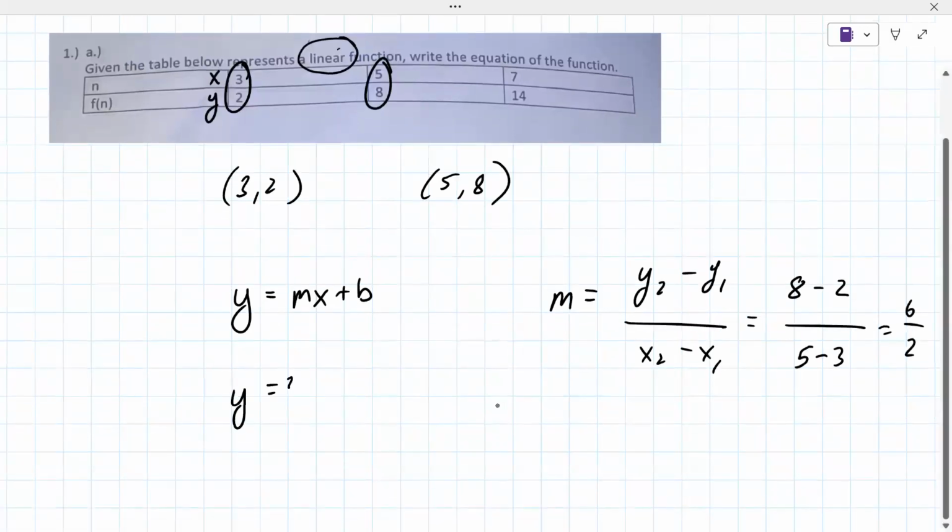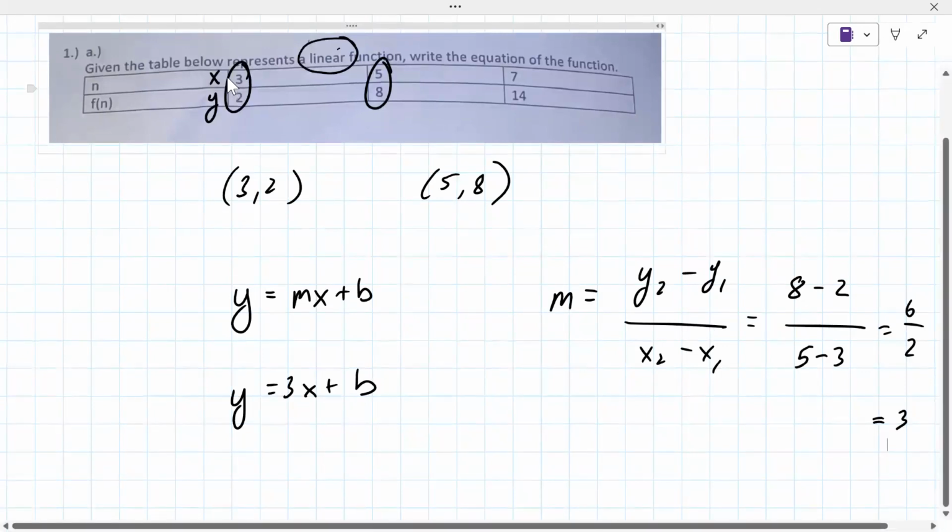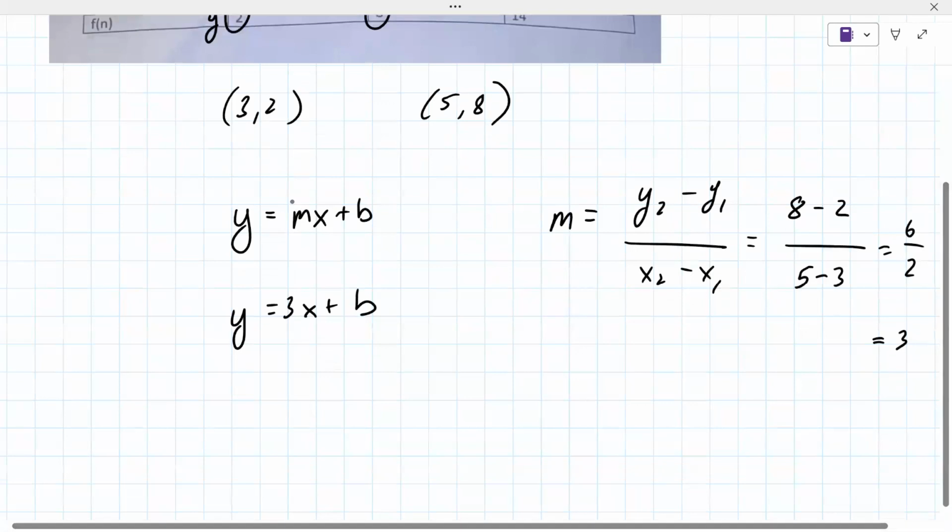So it's y equals 3x plus b. All right. So the next thing is to determine b. And to determine b, you need an x and a y. And you have an x and a y here. It doesn't matter which one you put. So we're going to pick the first one because it's smaller numbers.